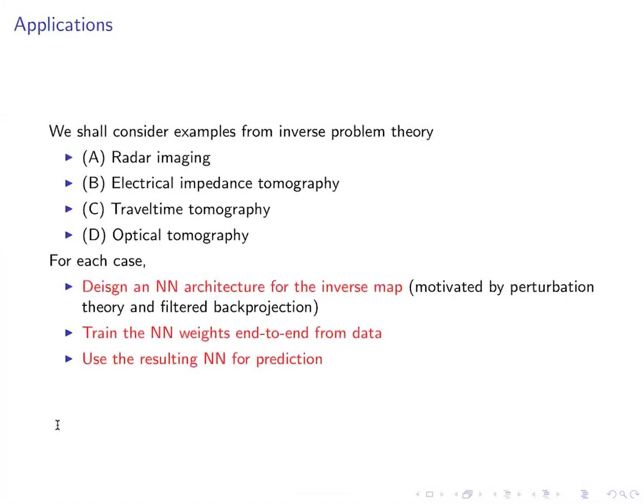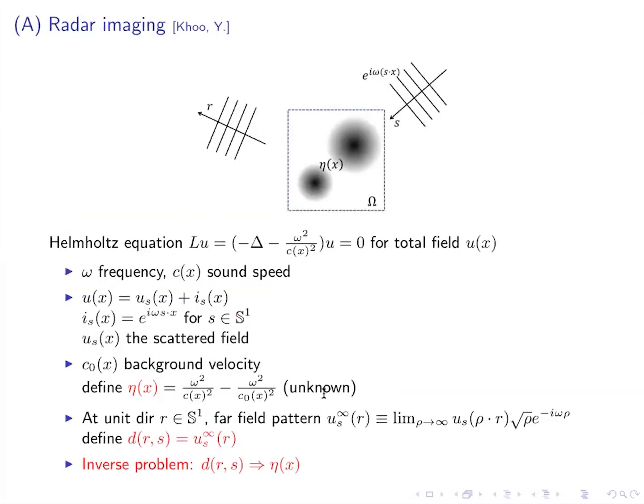So here we're going to quickly consider 4 applications: radar imaging, electrical impedance tomography, travel time tomography, and optical tomography. In each case, we design a neural network architecture for the inverse map of the problem, and then we train the neural network weights end to end from the data we have. Finally, once you train that, the neural network can be used for prediction on new incoming boundary measurement data. So let's go through each of these applications quickly.